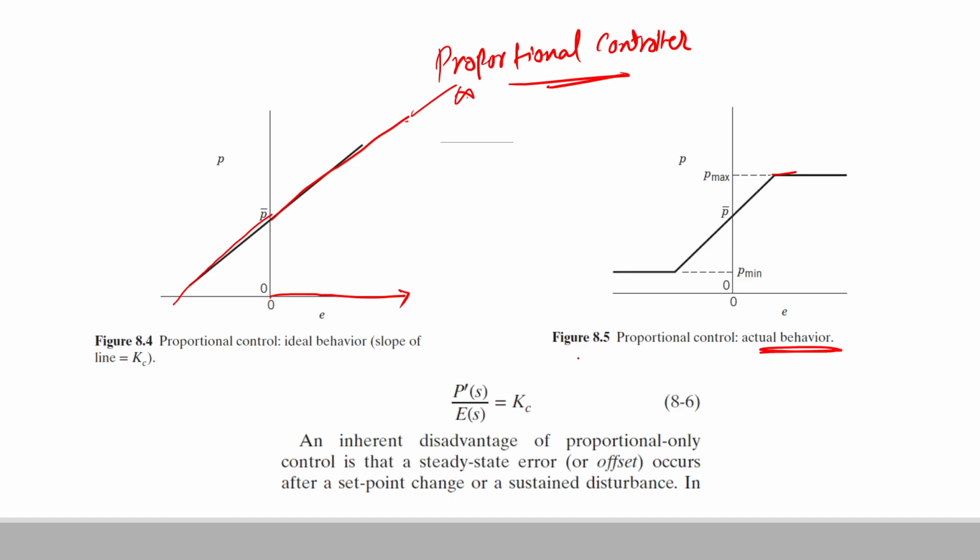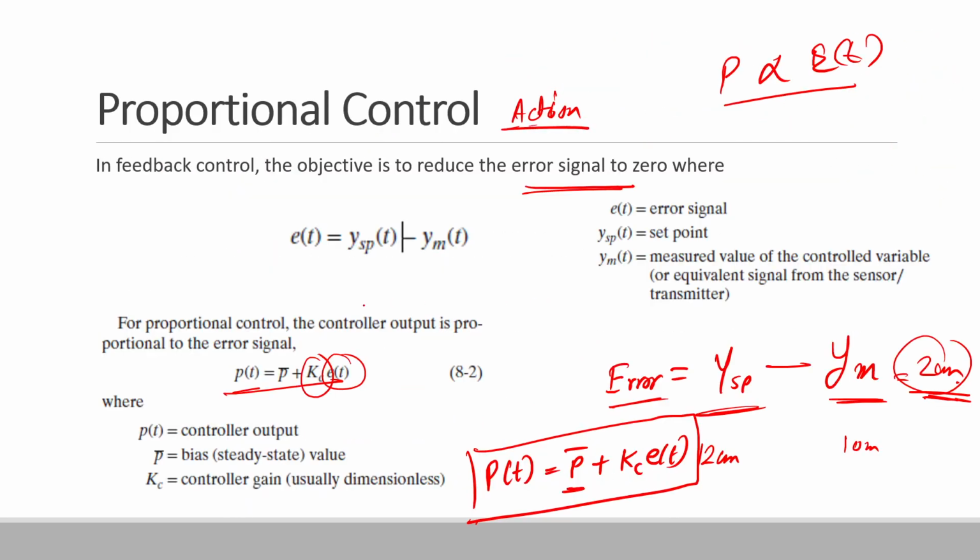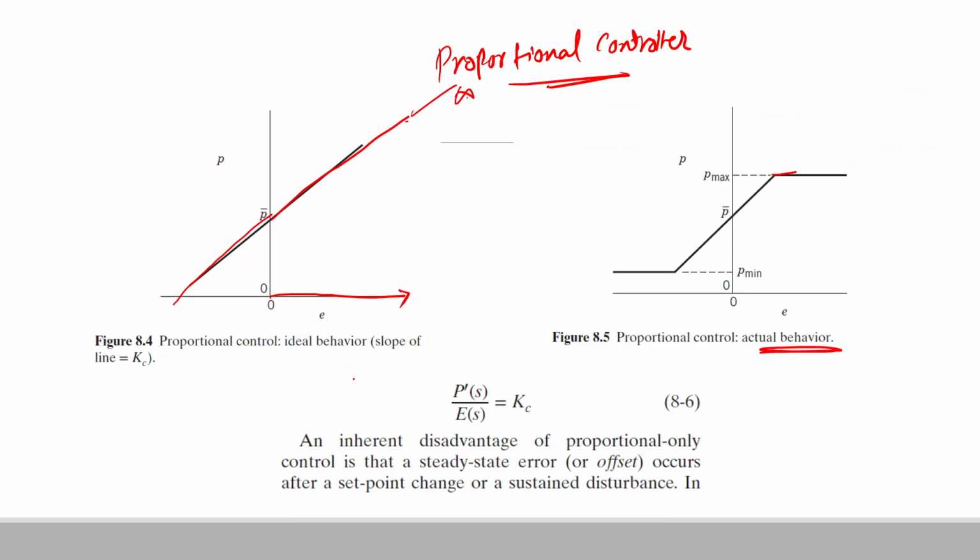Similarly, if we want to write the transfer function of this equation, in order to obtain the transfer function in terms of output upon input, we can just find the Laplace transform of this equation and we get the transfer function given by this equation. That is, Kc is P by E, that is, the control action upon error.